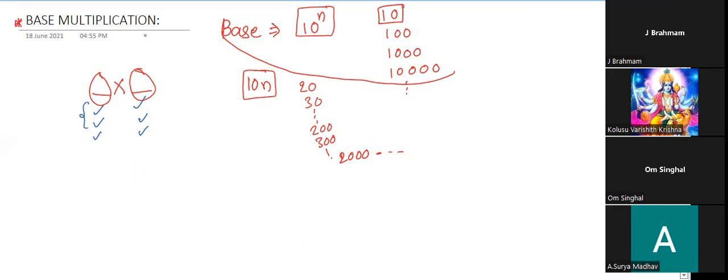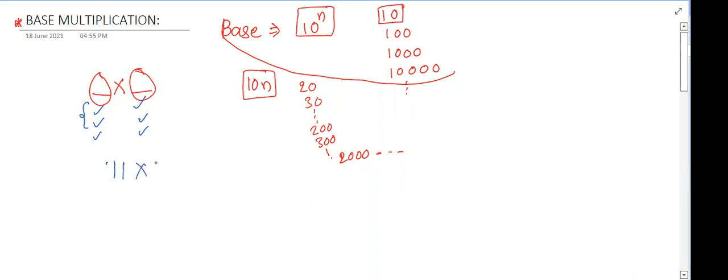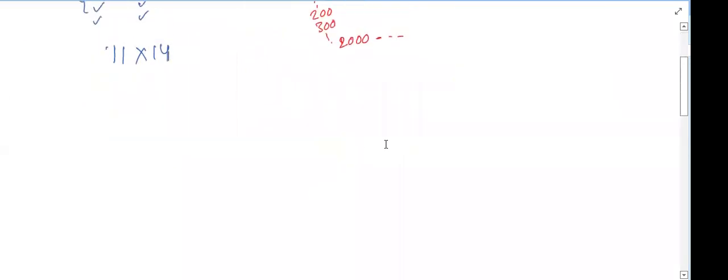I'm going to take two numbers which are near to base 10. Numbers are like 11 into 14. Sir, can you explain from the starting? Yeah, it is starting only. You were there in the previous class already. Sir, it is the beginning of the class only. Just listen. I'm taking two numbers near to base 10, that is 10. 11 into 14.